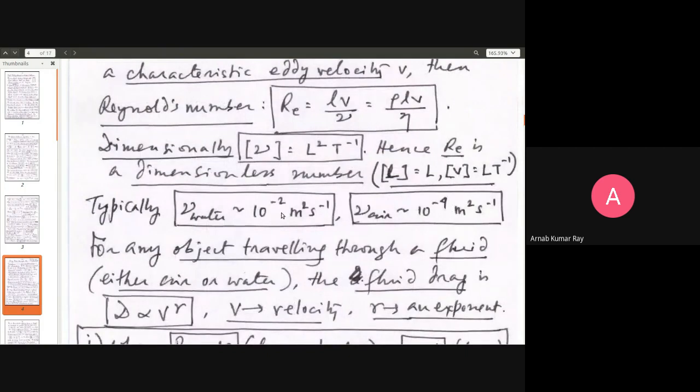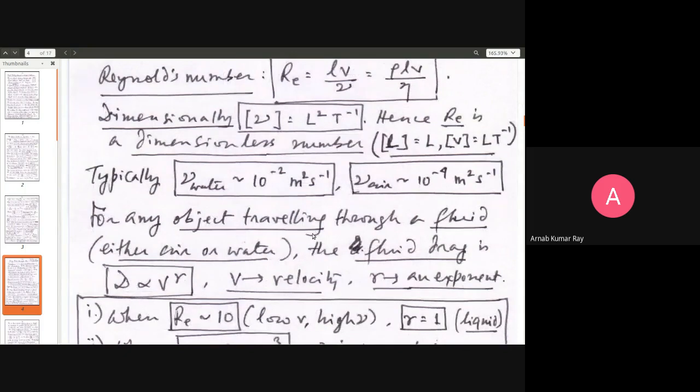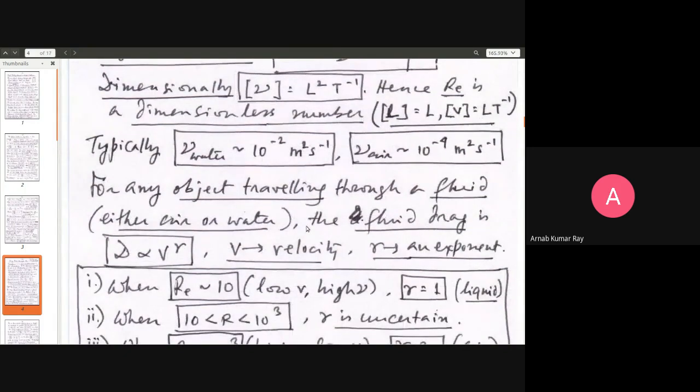Okay. So in the case of water, the kinematic viscosity, which is the dynamic viscosity by density, is 10 raised to minus 2. This discussion is now important. Follow carefully. 10 raised to minus 2 in the case of water. Nu for liquid water. Nu for air is 10 raised to minus 4, both in the SI system, meter into meter per second. So you can see the kinematic viscosity of air is much less than that of water.